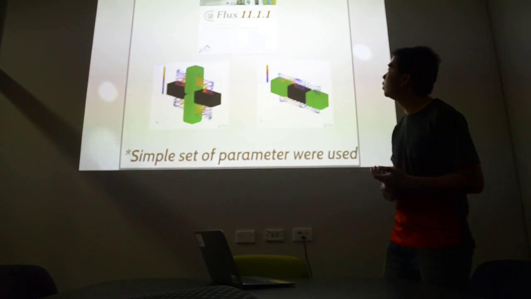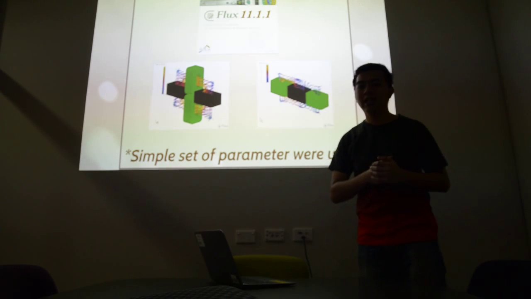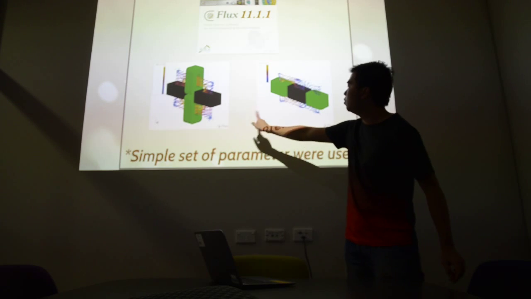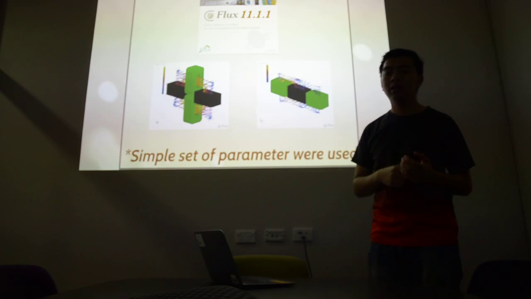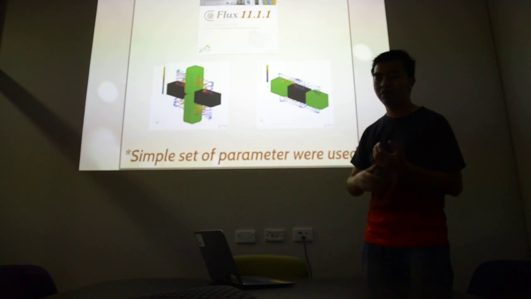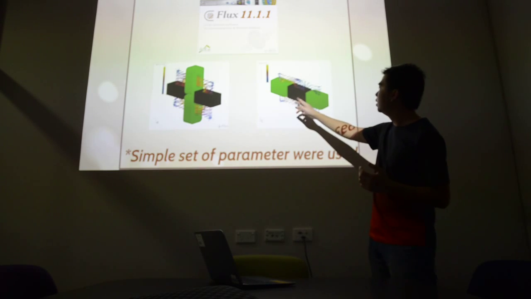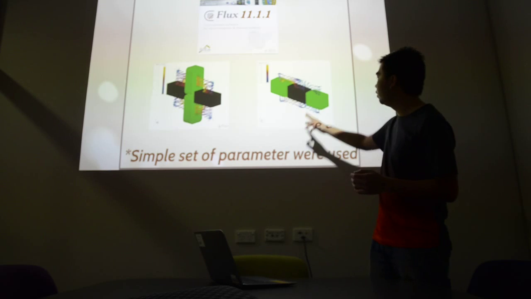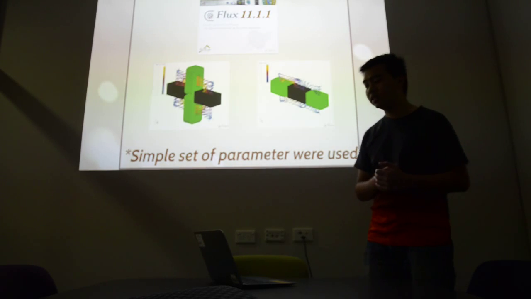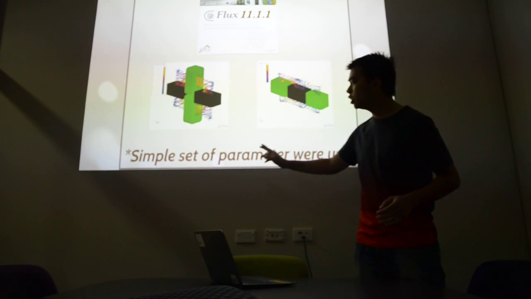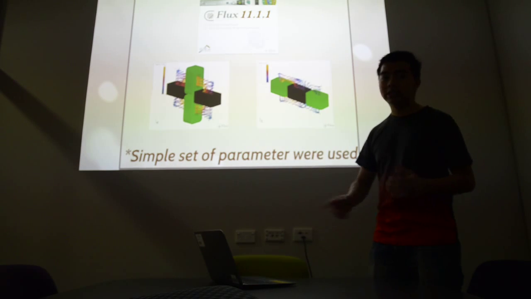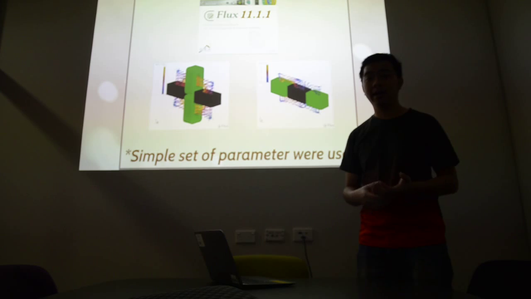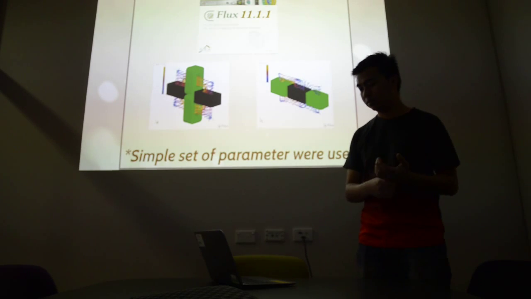As you can see at the top, that's the software that I use, and these 2 models are the ones that I built in the software. Here, the black color represents the DC coil and the green color represents the AC coil. Note that I use a simple set of parameters to simulate my model.